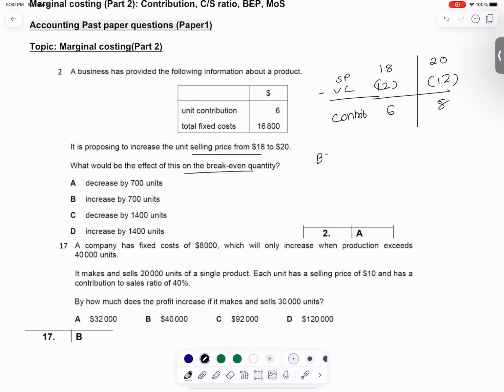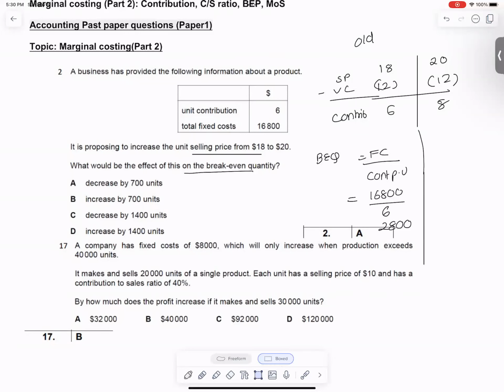So break-even quantity means what? Break-even point in quantity is fixed cost upon contribution per unit. Fixed cost is 16,800 and contribution per unit is 6. This was the old one. So your break-even quantity was 16,800 divided by 6, so it is 2,800 units.